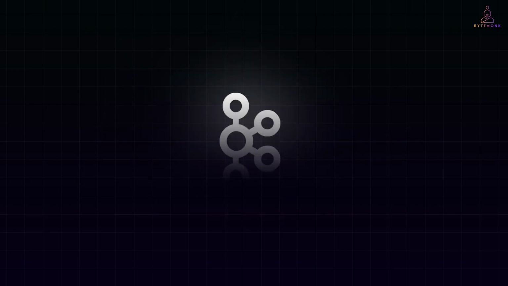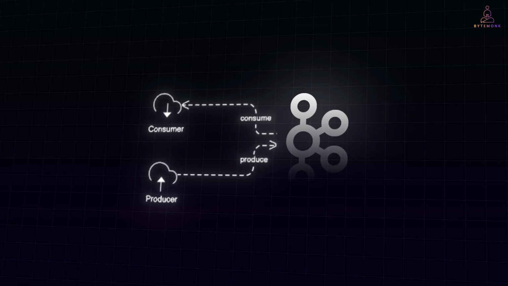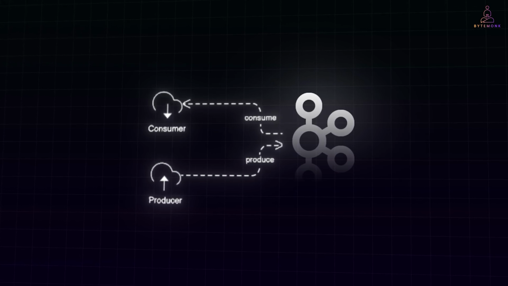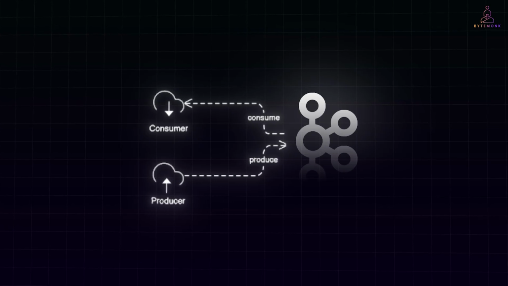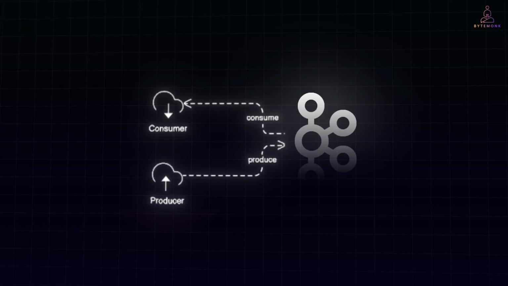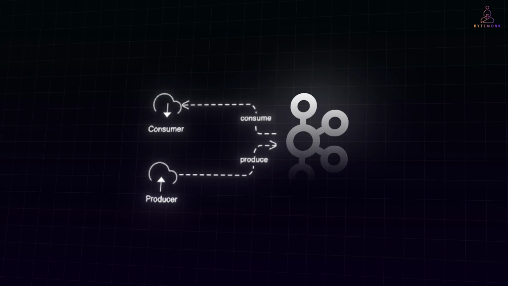The beauty of Kafka is that it separates data production from data consumption. Producers don't need to know who is reading their data, and consumers can process at their own pace, even replaying past events if needed. This decoupling made architectures more resilient and flexible.